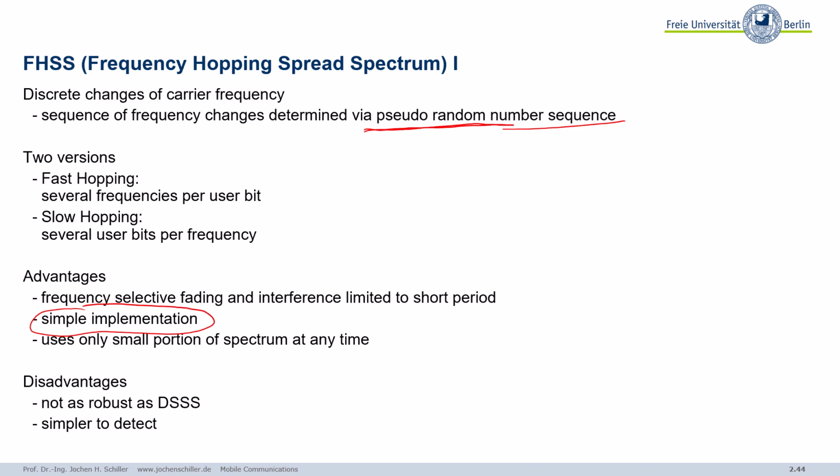And besides being simple, at any time you use only a small portion of the spectrum. Remember, direct sequence spread spectrum smears the signal over a way larger part of the spectrum. Here, you jump through the spectrum. At a point in time, you occupy only a small part. Simpler to detect, not as robust as DSSS, are some disadvantages, but this is a classical scheme you use in Bluetooth. The classical Bluetooth system jumps through the spectrum on 79 channels, and you jump 1600 times per second. So that's the idea.